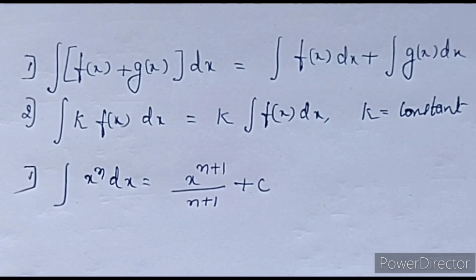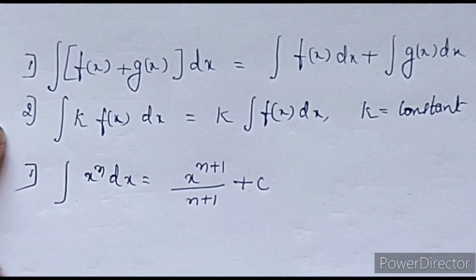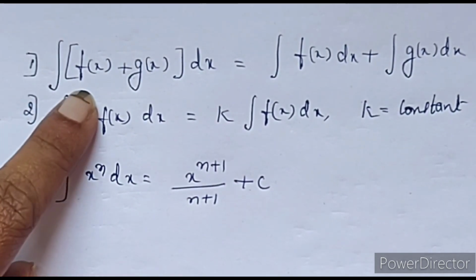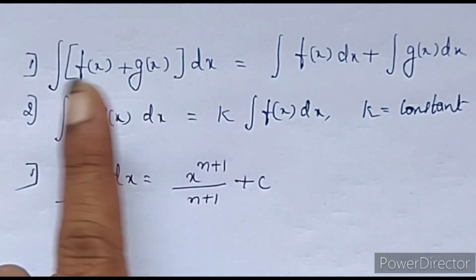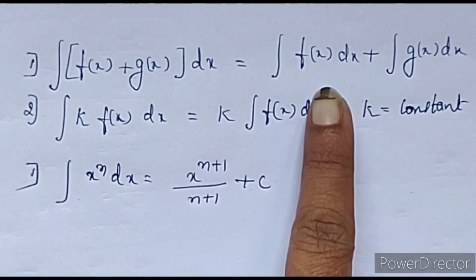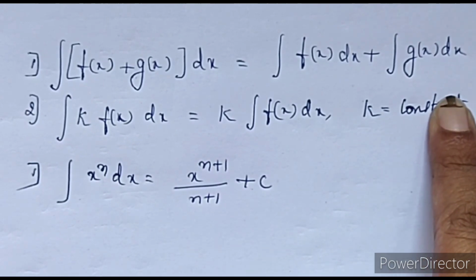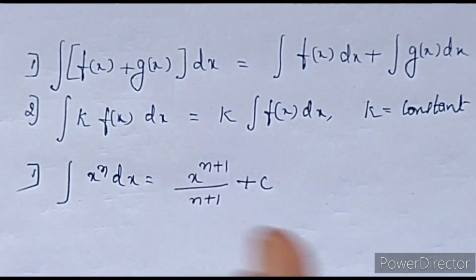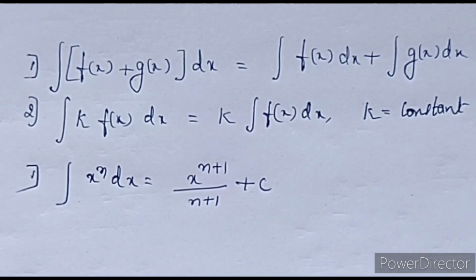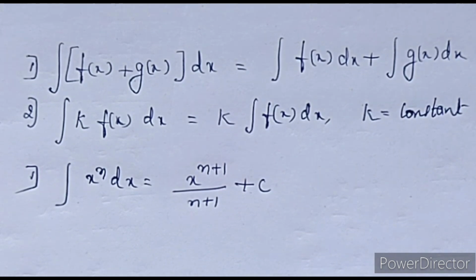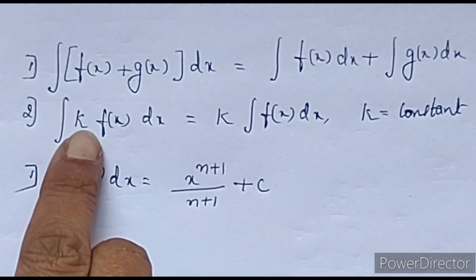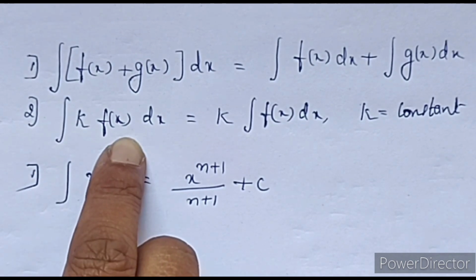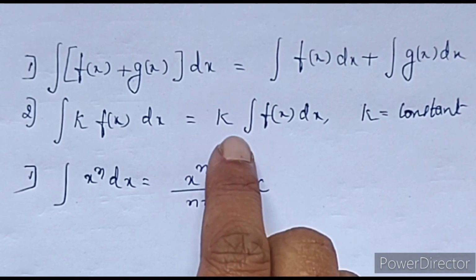To solve the integration problems, we shall use these two properties of integration and this formula of integration. The first property says that integration of f of x plus g of x dx, that is integration of summation of two functions, is equal to integration of the first function plus integration of the second function. It also holds good if there is a summation of 3 functions or 4 functions, or a finite summation of a certain number of functions. The second property is integration of k into f of x, where k is a constant. A constant into a function is equal to the constant taken outside, and you integrate the function.